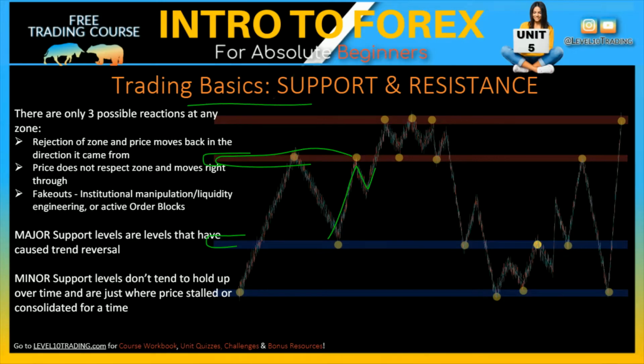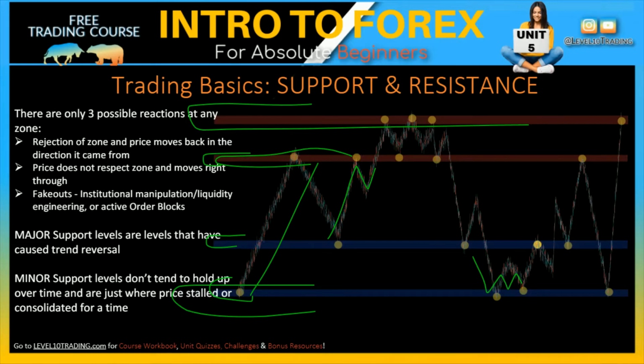Now, major support and resistance areas are price levels that have had and caused a trend reversal in the past. Where a downtrend ends and an uptrend begins is considered a strong support level. Where price returns to any major support or resistance zone, it will often struggle to break through and will often retest several times before moving back in the other direction.